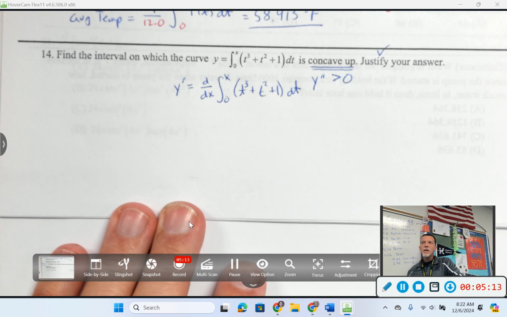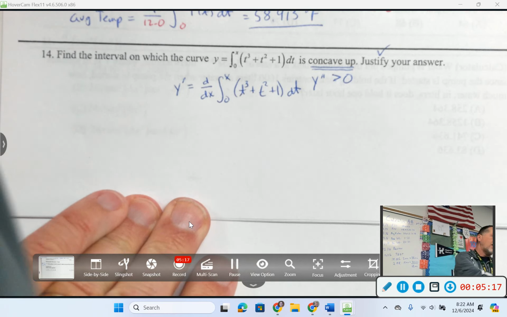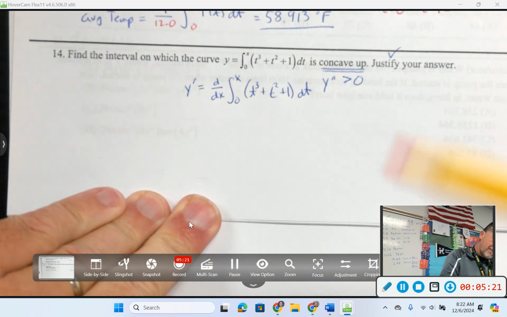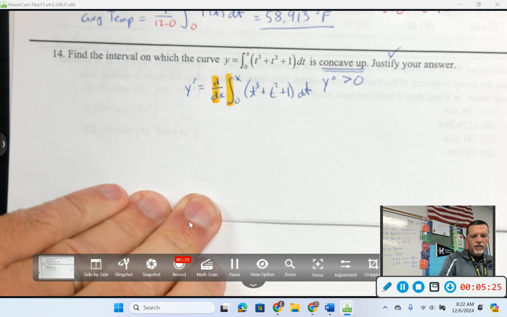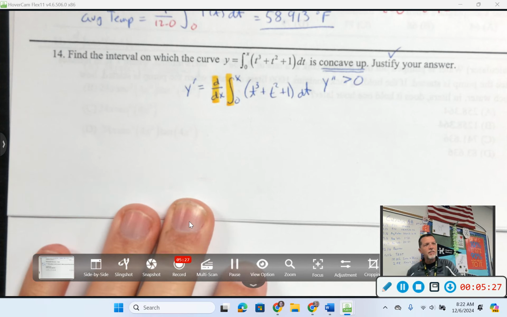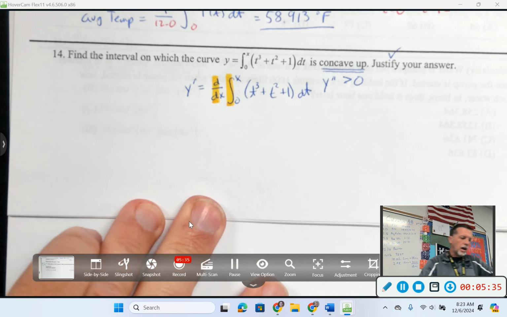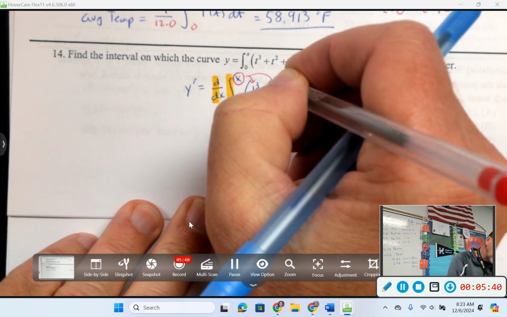Again, think big picture before you start diving into the details. This is asking you to take a derivative of an antiderivative. So what's the derivative of an antiderivative? Or what do those two operations do? Yeah, they cancel each other out. You're back to the original. So now we just need to think about plug in the top minus plug in the bottom.